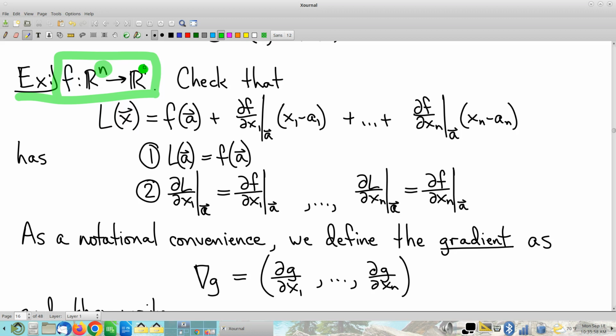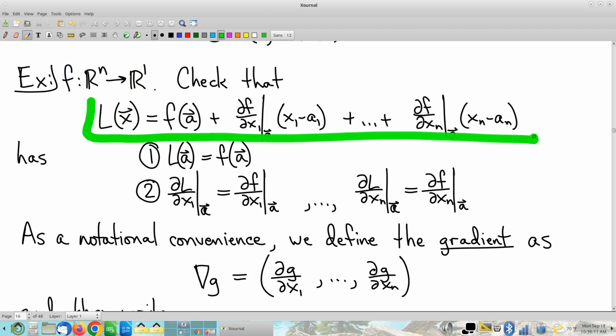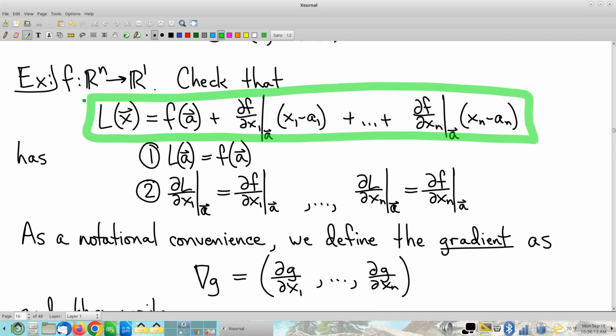By the way, momentarily, real valued only. We'll get to the vector valued in a few minutes. Real valued multivariable function. The linear approximation is computed with this formula. And again, I'm going to leave it to y'all as a nice exercise. I think this is good mathematical weightlifting.